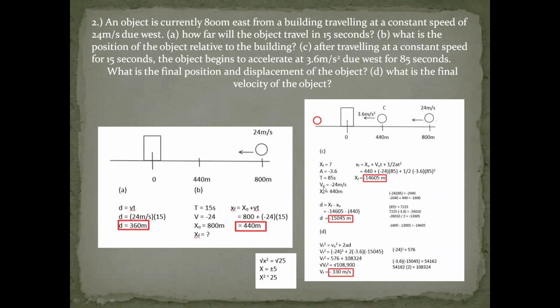Our initial velocity is negative 24 pa din, and our initial position is 440 meters. Okay, so you're going to use this formula. X final is equal to x initial plus v initial times t plus 1/2 at squared. Alright, so i-plug mo lang yung mga values mo and you're gonna get this answer. So paano ko yung ginawa? Ayan, so dito muna tayo sa part na to. So negative 24 times 85 is negative 2040.